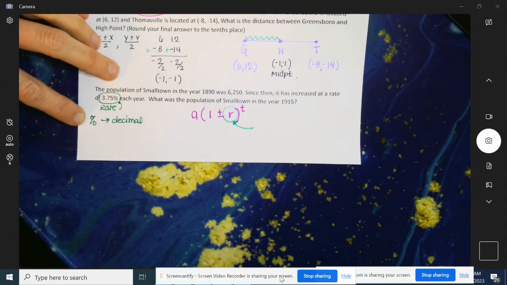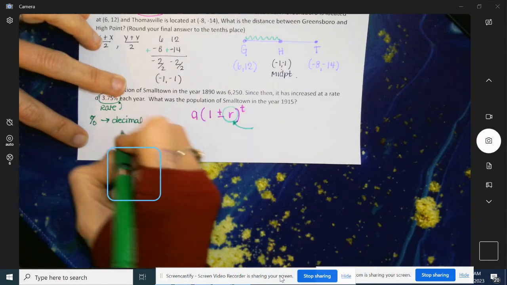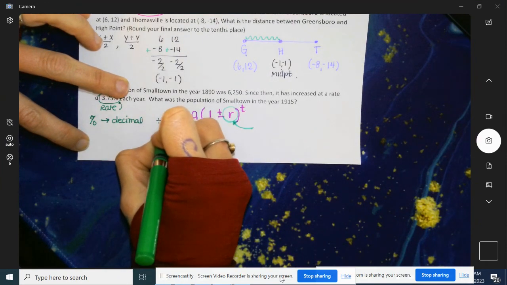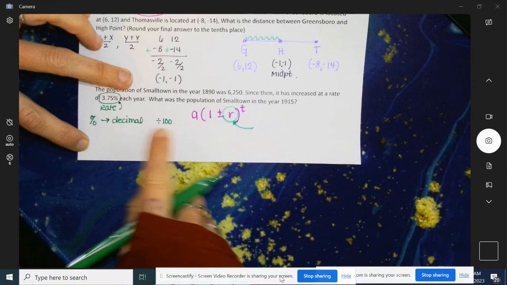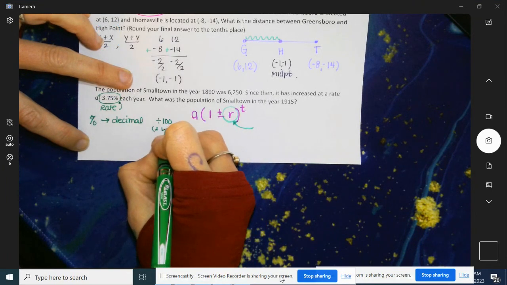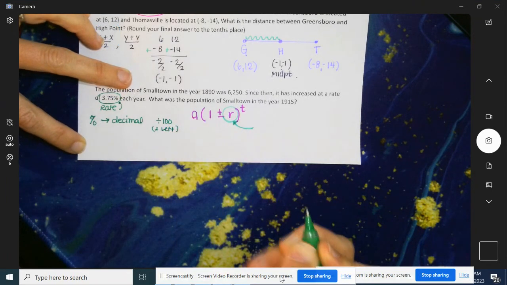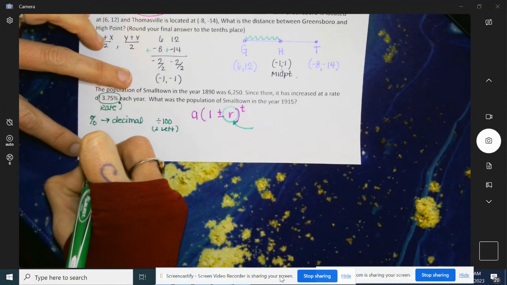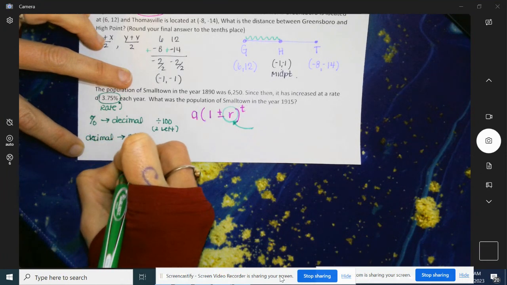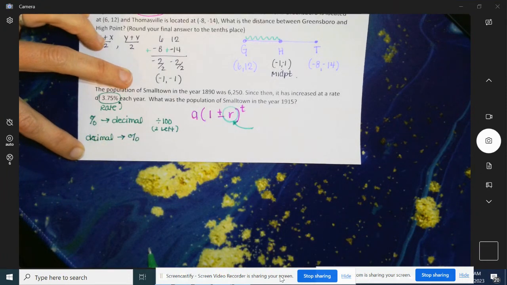There's lots of different ways you could say it. Divide by 100. Sure. Yep. Divide by 100 or move the decimal 2 to the left. And then, so if I want to go from a decimal to a percent, what am I going to do?